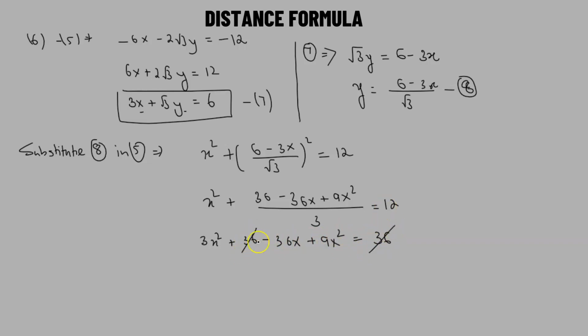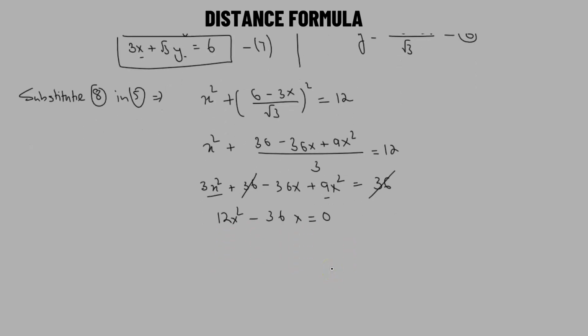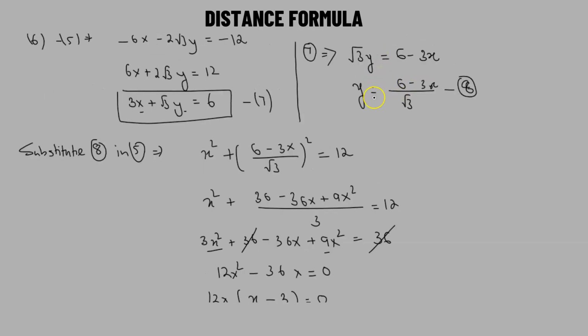So we can cancel out 36 from both sides. 3x squared plus 9x squared will be 12x squared minus 36x equals 0. So we can take 12x as the common factor. We have 12x multiplied by x minus 3 equals 0. When we equate both factors to zero, we get x equals 0 or x equals 3. So we have obtained two values of x. Now we can substitute this value of x back in equation number 7 or equation number 8 to obtain the value of y.